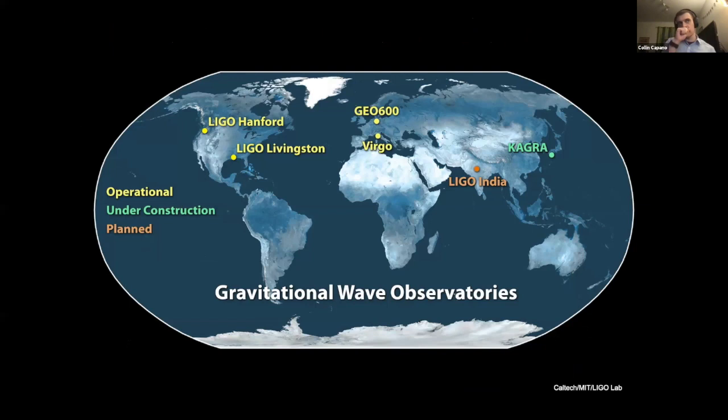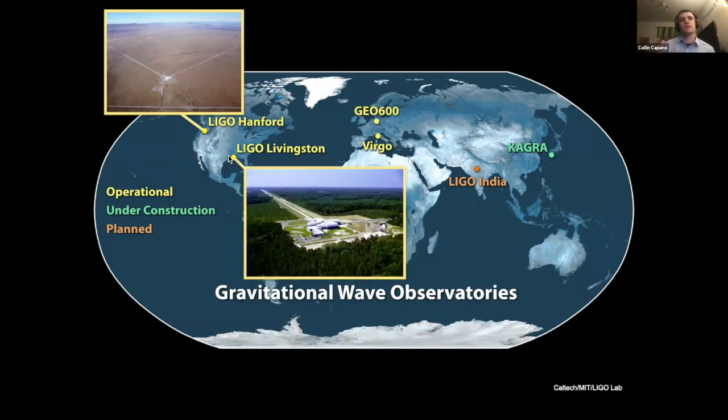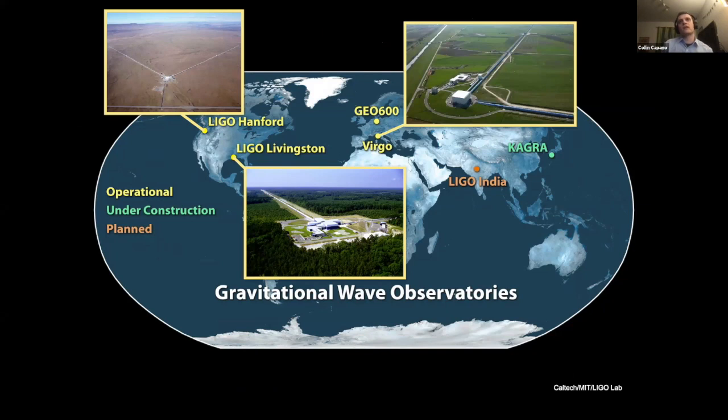Like I said, it was detected by the two US interferometers, LIGO Hanford and LIGO Livingston. These are two interferometers where each arm is exactly 4 kilometers long. Since then, we have this growing global network of gravitational wave detectors. Shortly thereafter, the Italian detector Virgo came online and has been jointly observing with LIGO ever since.